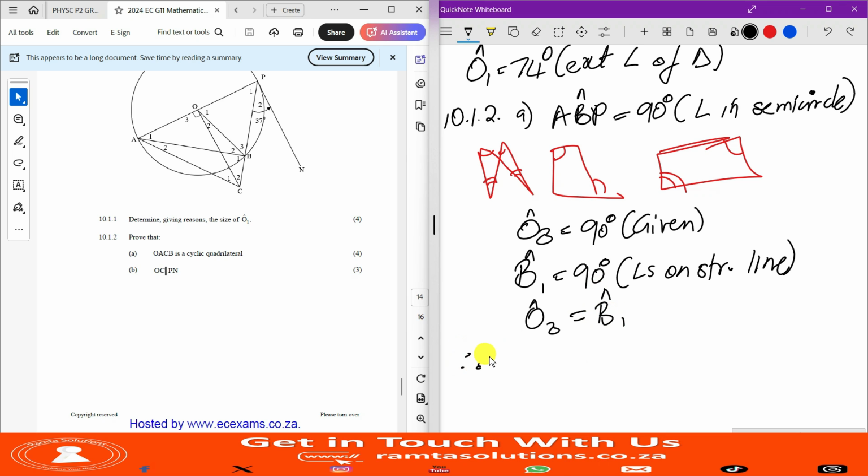Therefore, when we conclude, we will say OACB is a cyclic quadrilateral. This time I'm going to write it in full. It's a cyclic quadrilateral.